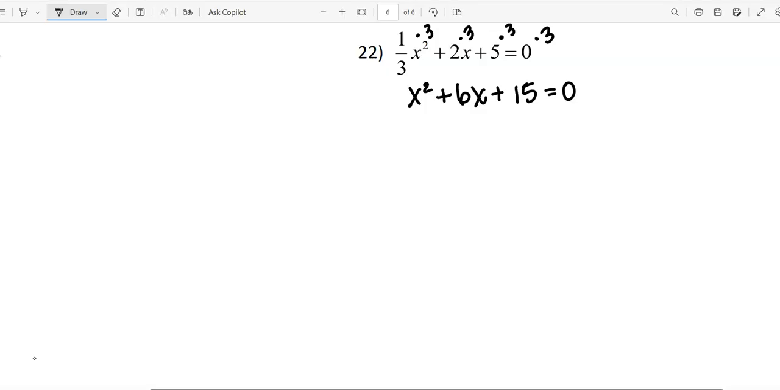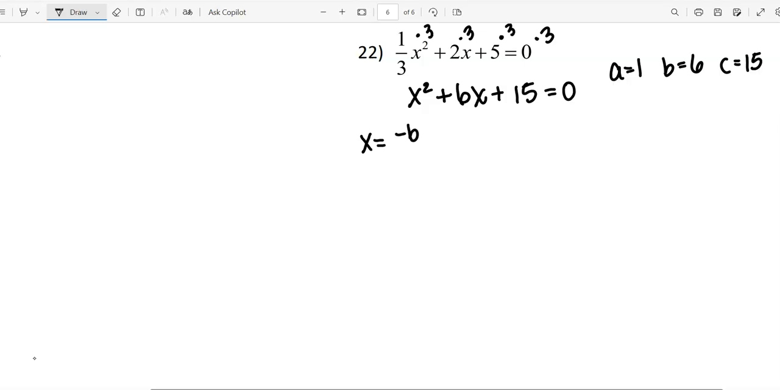How about if you want to do quadratic formula, you do quadratic formula and I'll show completing the square. Can you show quadratic formula? Can I show quadratic formula? Okay. What is A? 1. B? 6. C? 15. Give me the quadratic formula.